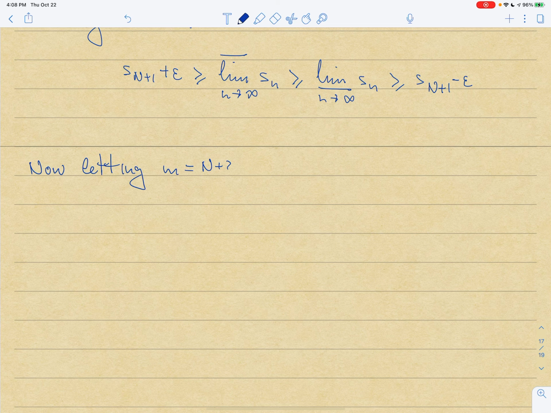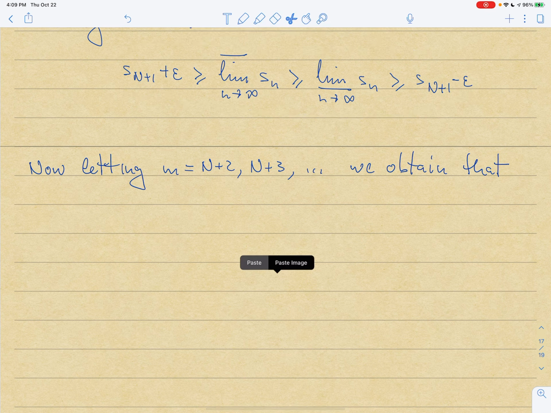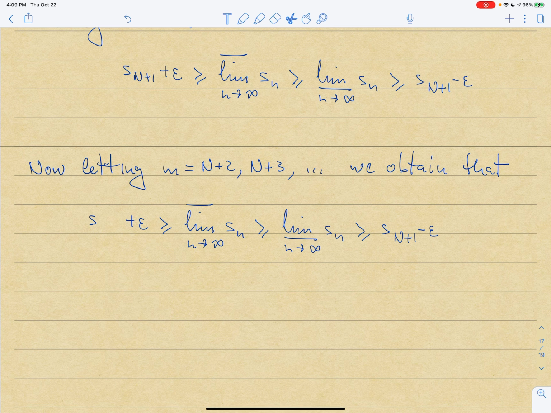We obtain the same chain of inequalities, that this thing is valid for any m instead of m plus 1, for any m which is bigger than capital N.